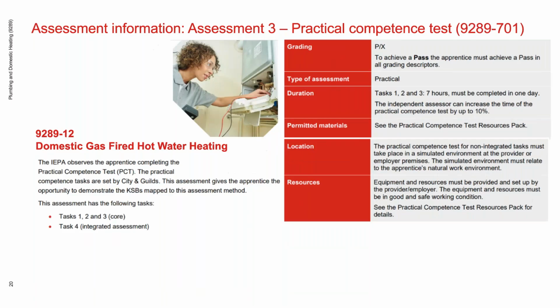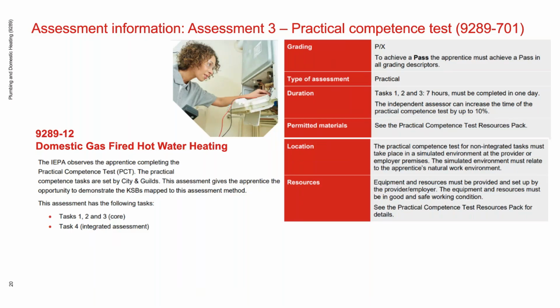For the practical competence test, for those learners registered on the 9289-12, the domestic gas-fired hot water and heating, this is going to be the assessment 9289-701. It's pass or fail. The type of assessment is practical. There are 3 tasks, task 1, task 2 and task 3, to be completed over 7 hours.